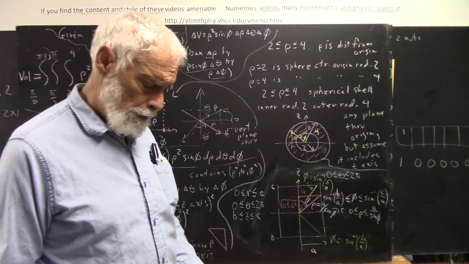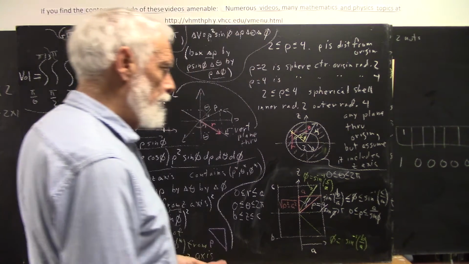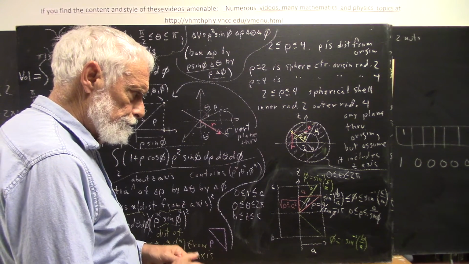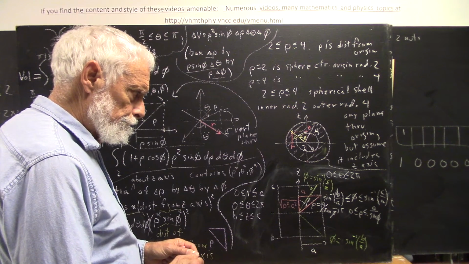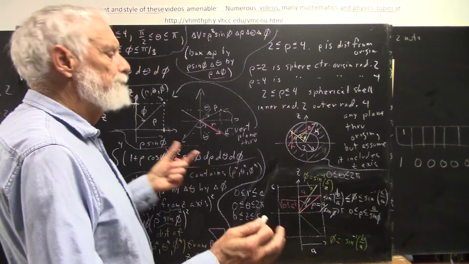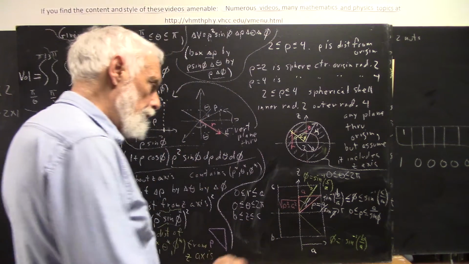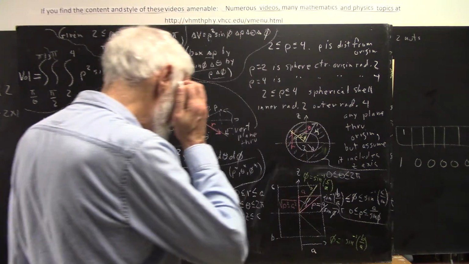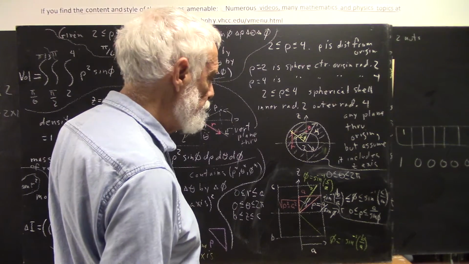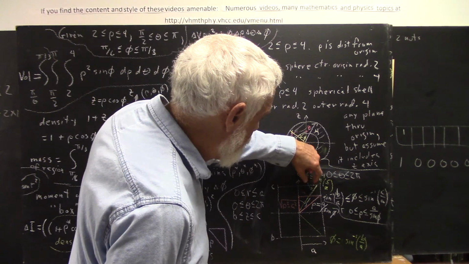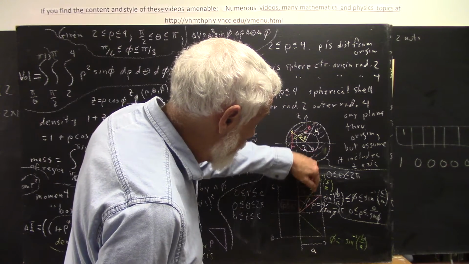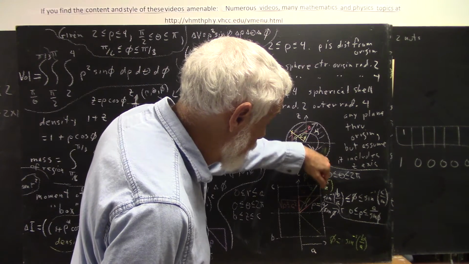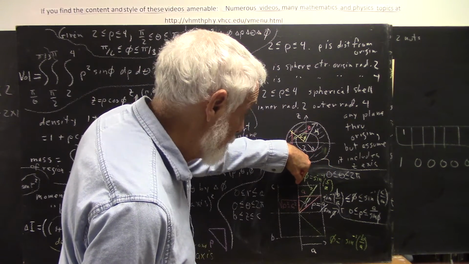Now I don't have room to write out the rest of this, but I'm going to let you think about it. The other restrictions on phi will be, for this region here, for any phi between here and here, phi is greater than or equal to the inverse sine of c over a, less than or equal to pi over 2.